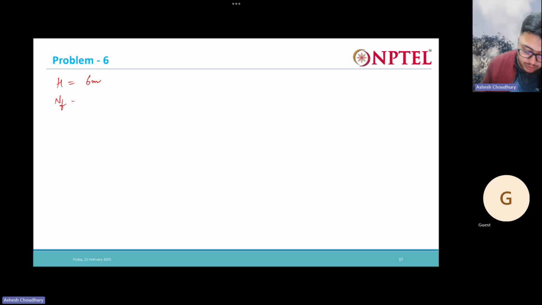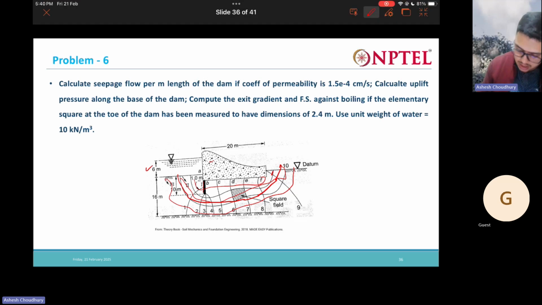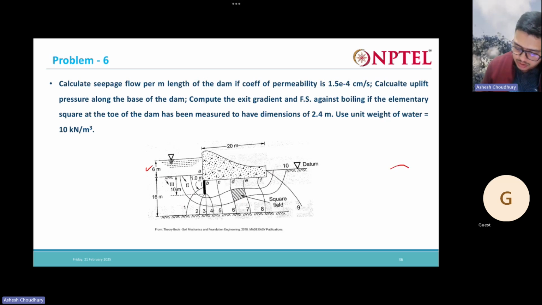Now NF, the total number of flow channels. We count the total number of flow channels. We have one, 2 here, and then we have this 3. So 3 flow channels. The total number of drops: 1, 2, 3, 4, 5, 6, 7, 8, 9, 10. 10 drops we have. So 3 flow channels and 10 drops we have, right?